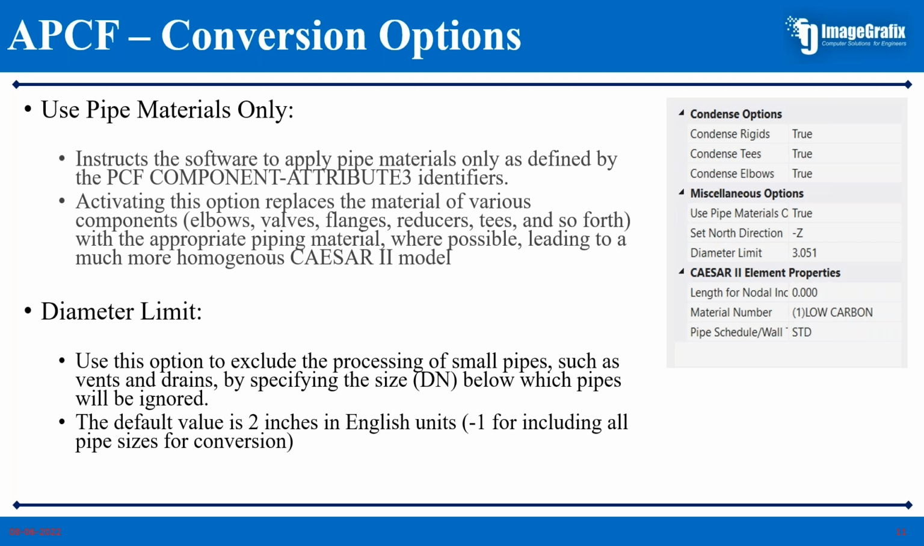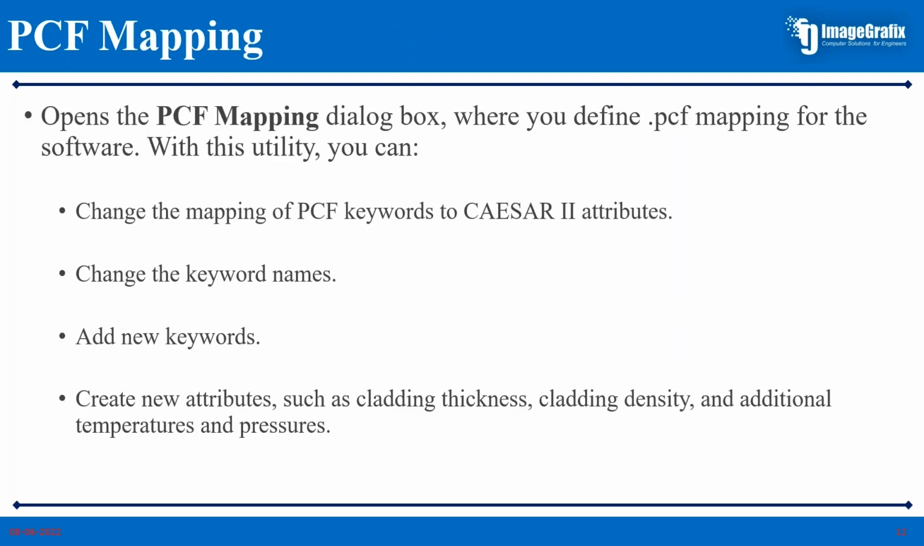This will be the first option in our conversion options. The second will be your mapping, the PCF mapping. Here it gives you the dialog box where the definition of your PCF mapping for the software is done. What will we be doing here? We'll be changing the mapping of PCF keywords to the CAESAR II attributes. CAESAR II has some predefined attributes. Against those attributes, what should be the PCF attributes to be utilized?